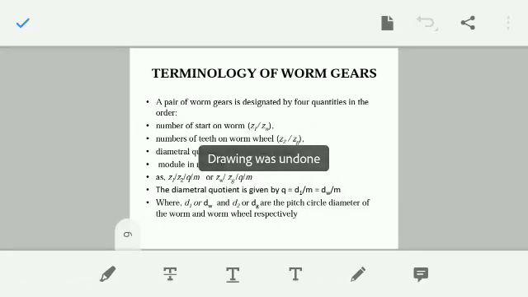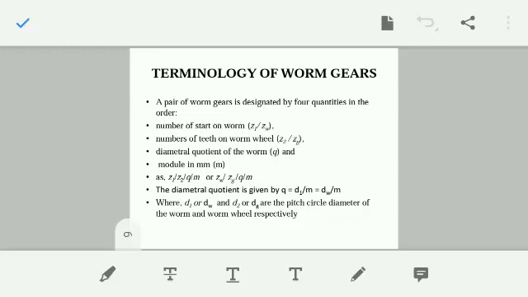Now we'll see the nomenclature or terminology of worm gear, how it is designated. The worm gears are designated by 4 quantities. These 4 quantities are very important. In exam numericals also, you are going to get these 4 quantities. You will be given this signature, and from it you have to get your number of starts, number of teeth on worm wheel, diameter quotient, and module M.